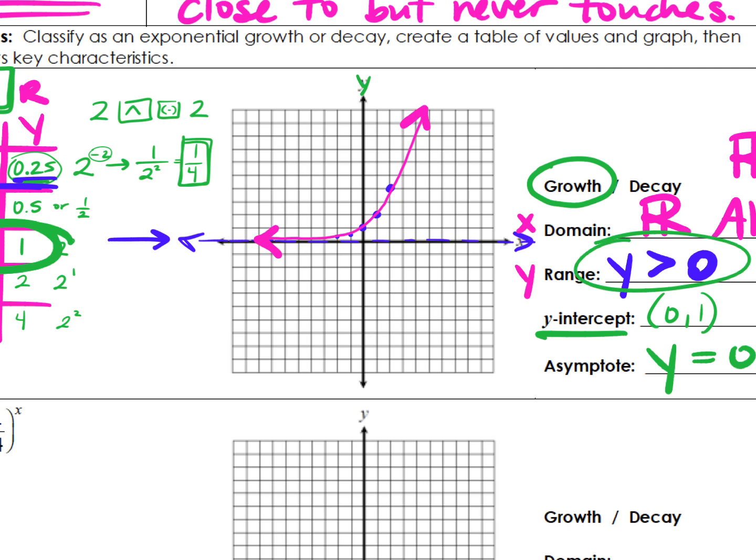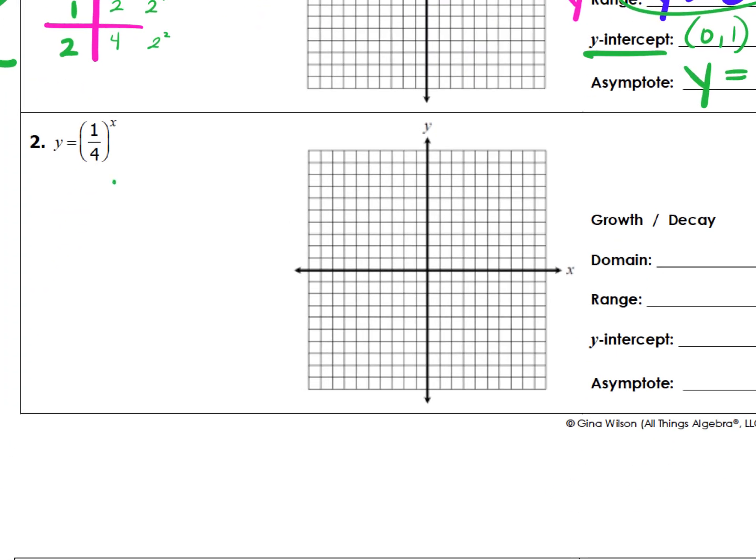Questions on that? So your domain is just going to be all real numbers every time, because you can plug anything in for x. Okay? Okay, let's do the second one together. Actually, no. I'm going to have you try the second one yourself, and then we'll do the third one together. You may chat with your neighbors about it if you're not sure what you're getting. I will help get you started here.